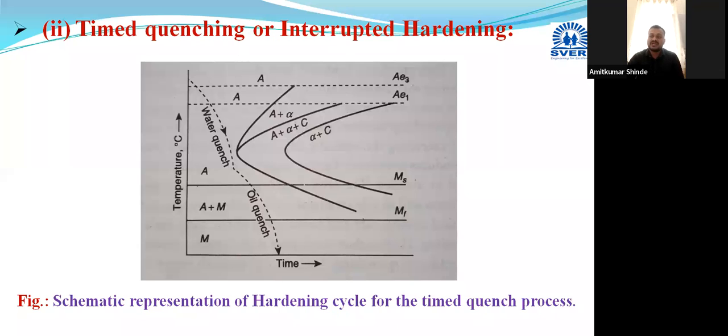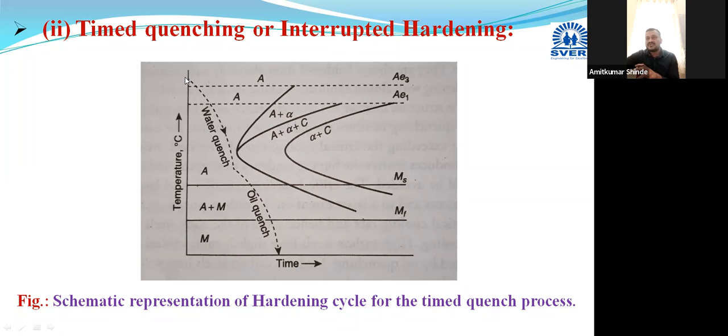Now, here I have shown the diagram for the quenching of low carbon steel. Low carbon steel is almost non-hardenable steel, so very rapid quenching from the high temperature zone is required. But if the whole quenching is done in water, what will happen? The distortion and cracking will be more, and the internal stresses will be very high due to thermal stresses.